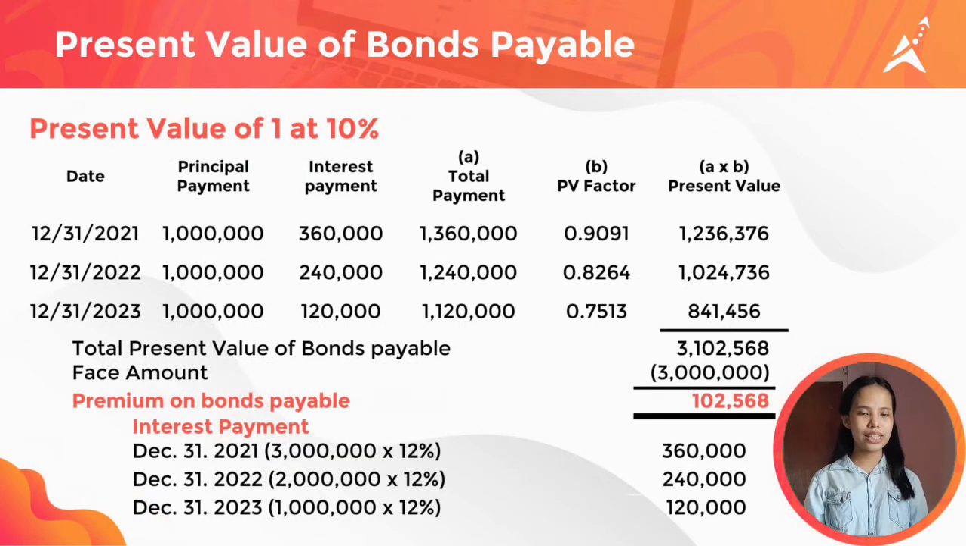On the first column, we can see the dates wherein the annual payment has been done. The second column is for the principal payment amounting to 1 million. The third column is for the interest payment, and in the bottom of the slide, you can see how we got the values for interest payments. On the year 2021, just multiply 3 million by the 12% nominal rate. That would be 360,000. On December 31, 2022, 2 million, because 1 million is already paid last year. The remaining bonds payable is 2 million. Then multiply it by 12%, that is 240,000. And for the year 2023, the remaining balance is 1 million times 12% equals 120,000.